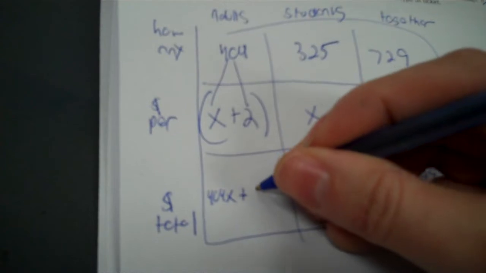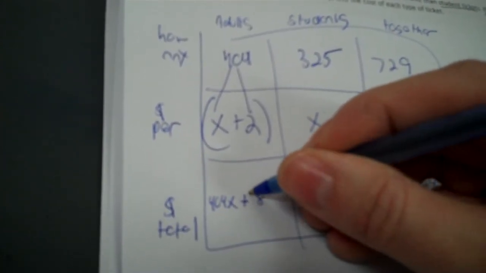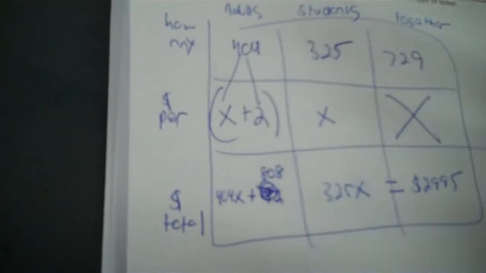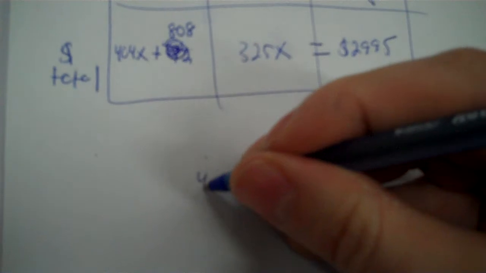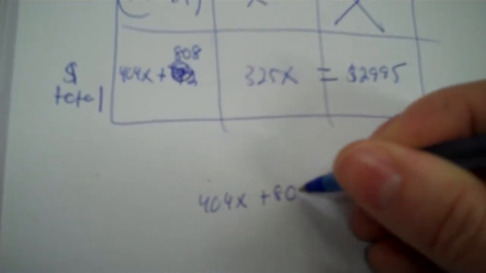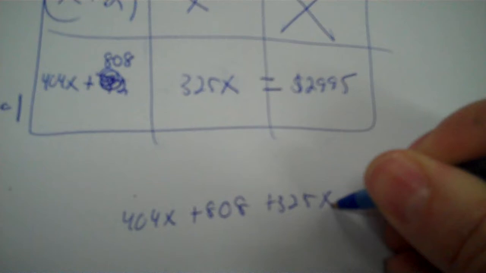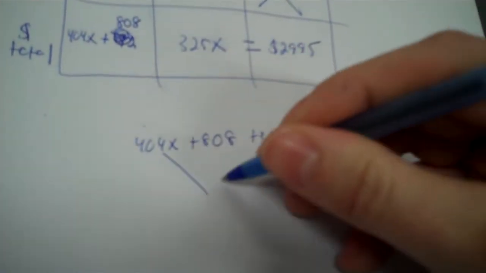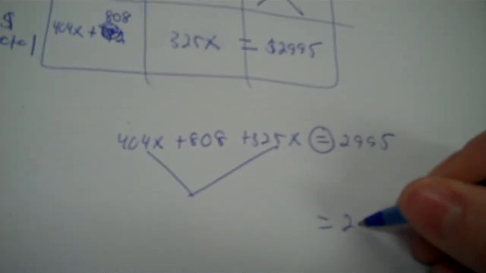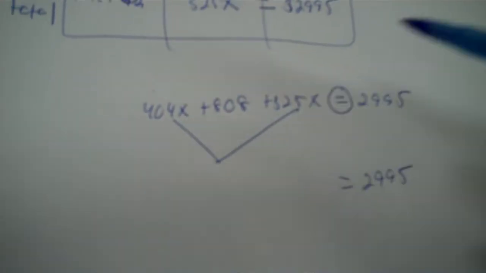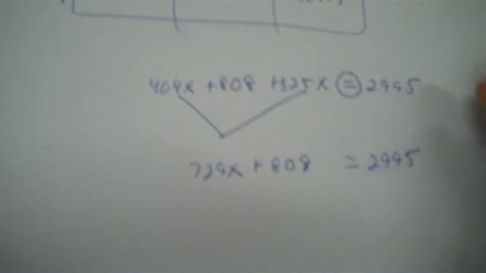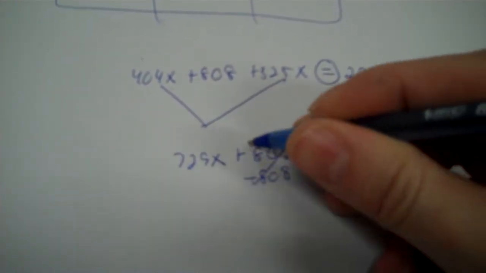Now don't write plus 2. You got to take 404 times 2. That's 729. Okay? Or no, my bad. 404 times 2 is 808. So I have 404x plus 808 plus 325x equals 2,995. Now combine like terms on your x's, okay? It's going to give you 729x plus 808. Then subtract your 808 from both sides.